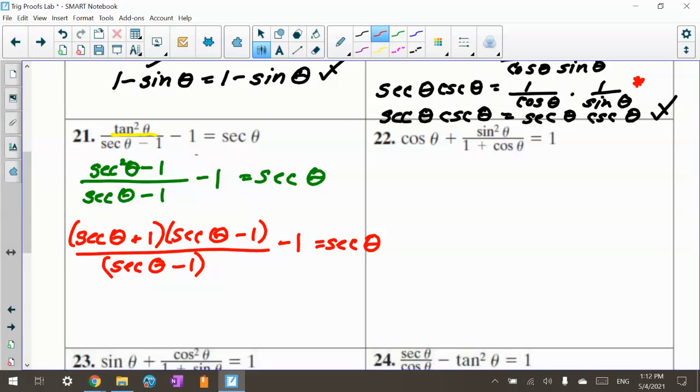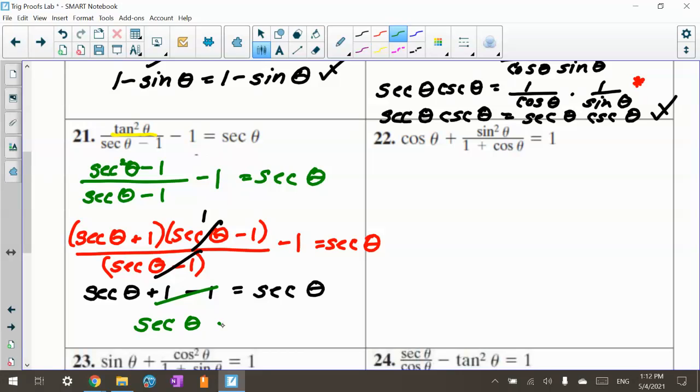And then I see that, yay, thanks for playing. That divides to make a 1. So now I have secant of theta plus 1. Then I got a minus 1 equals secant of theta. I'm getting excited. So now I can say those cancel out. I have secant of theta does equal secant of theta. And I just proved that identity. I just find these so satisfying and fun to do. Now, the last one I'm going to do, you've got to do all the ones in between.